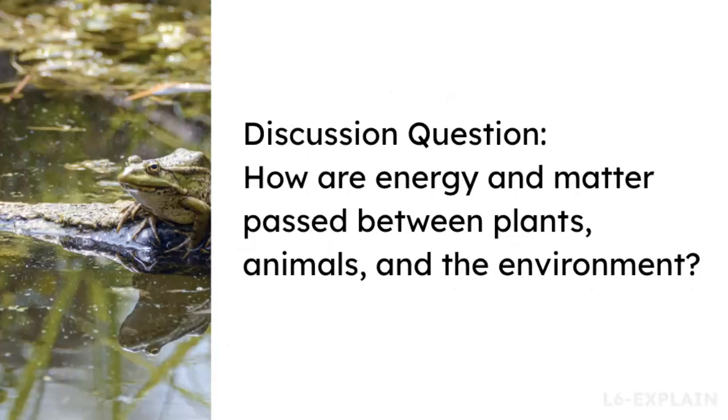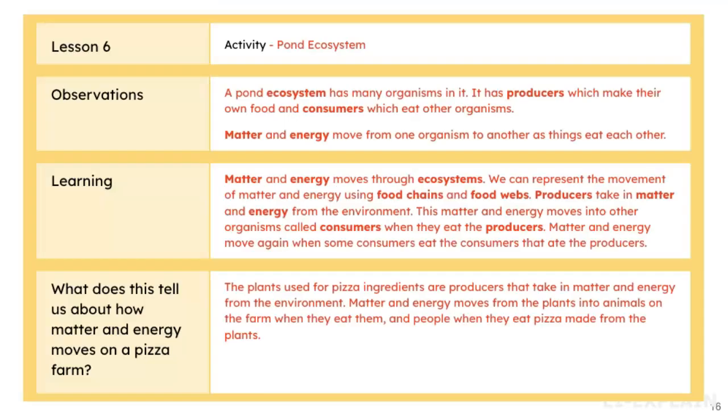In the Explain portion of the lesson, students will engage in a class discussion about their observations and learning from the activity. Use the provided questions to guide your discussion around the question, how are energy and matter passed between plants, animals, and the environment? The goal of this class discussion is to analyze student observations and learning about the flow of matter and energy in the pond ecosystem food web. You will use the discussion to create the Lesson 6 summary chart.